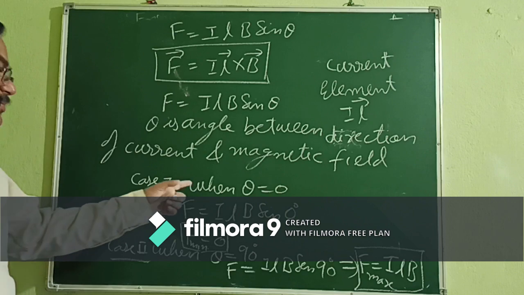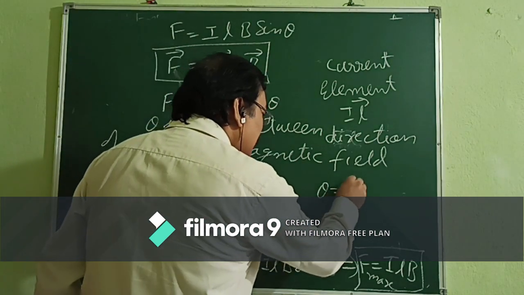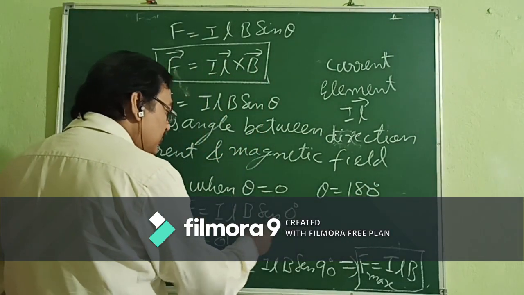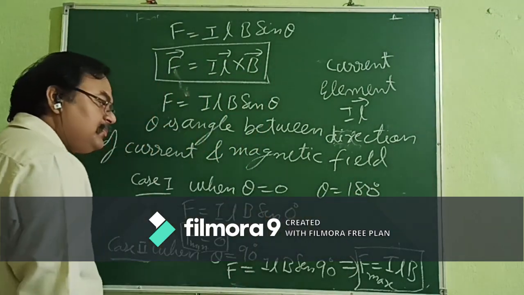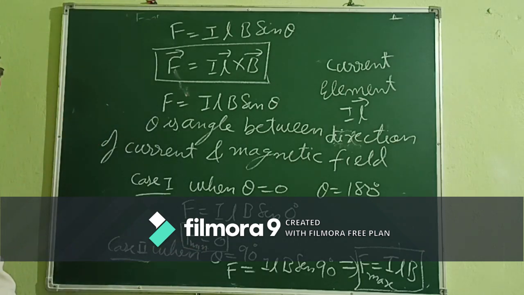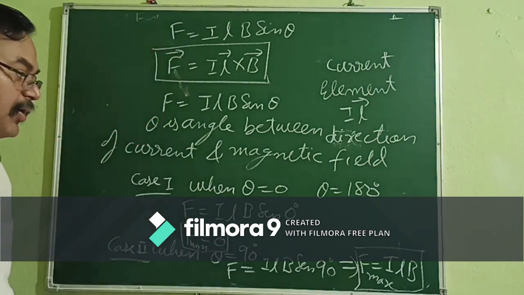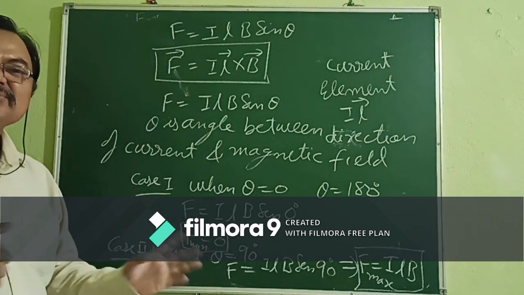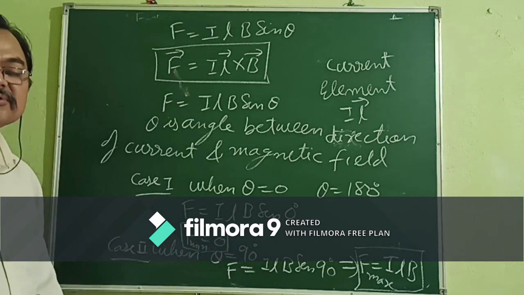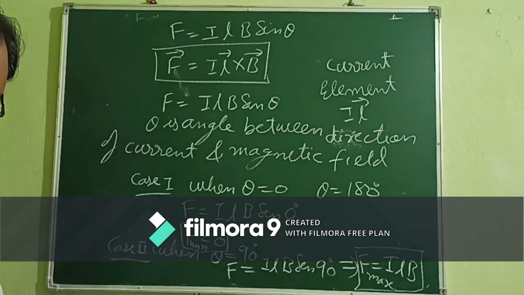So is it only for the same direction? No. Even if theta is equal to 180 degrees, you will find that sine 180 is 0, and then also the force will be minimum. And for 90 degrees or 270 degrees, because 90 and 270 are similar, you will get the maximum force. Okay, now we are going to talk about the direction part.